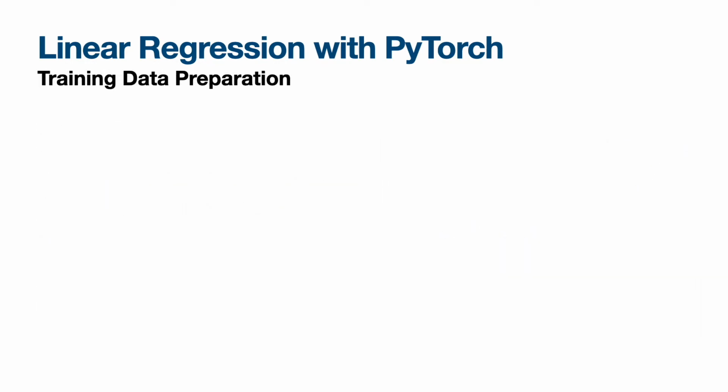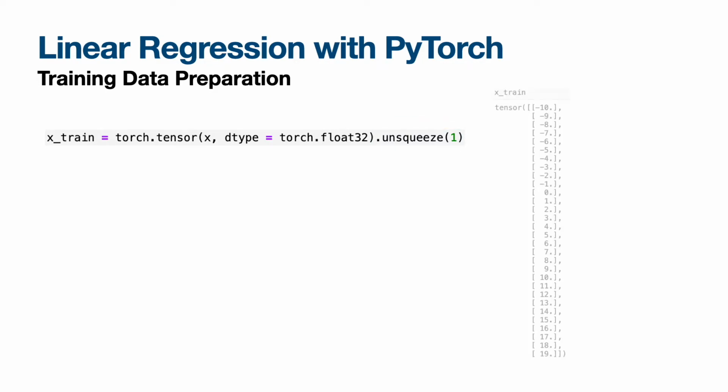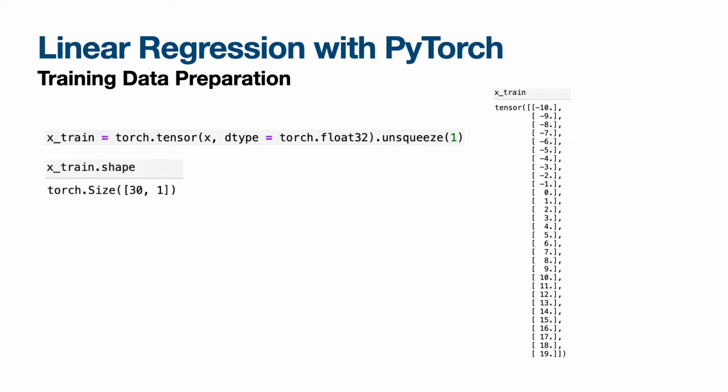Now, I will prepare 2D tensors containing the noisy data, which we use for training. First, I create a PyTorch tensor from the x values and call it xtrain. I'm calling the unsqueeze function to add the second dimension so that it becomes a 2D tensor. It's a matrix where each row corresponds to a data point. The shape of xtrain confirms it's a 2D tensor with 30 rows and 1 column. xtrain is the input data for training.